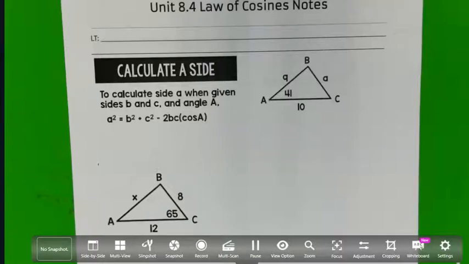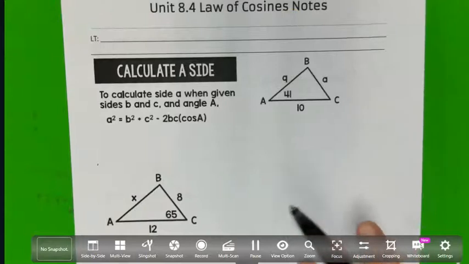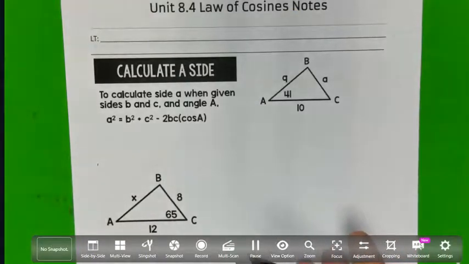Hello and welcome to the Law of Cosines notes. We're going to start by calculating a side, and then the next page is how to calculate an angle. There are actually 3 examples on this page.